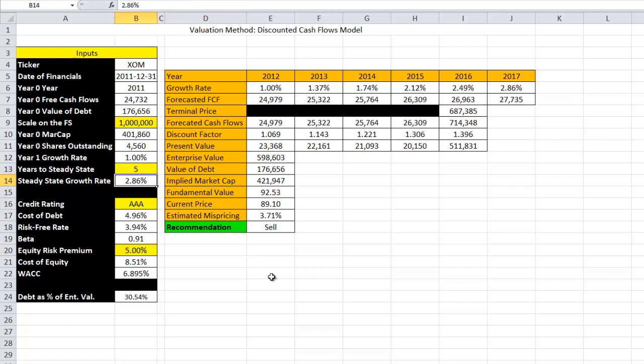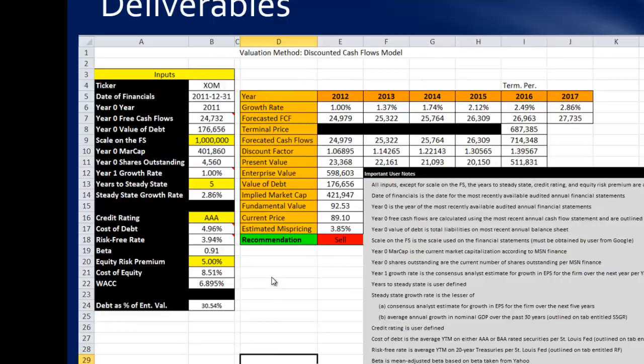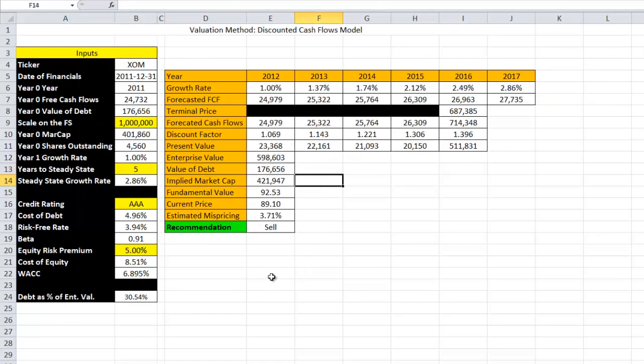So let's put the years to steady state at 5 years. Your model should look essentially like mine. The only thing that will be different is you might get a slightly different price because as you update that on a different day, obviously the price of ExxonMobil will be different.